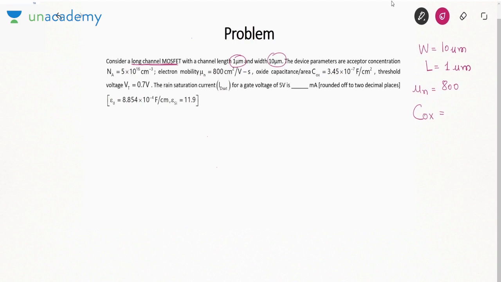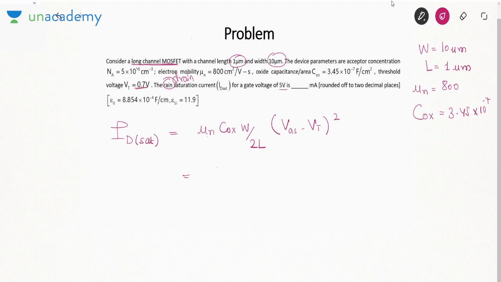The device parameter mobility is given as 800. Oxide capacitance is 3.45 into 10 to the power minus 7. Threshold voltage is given. We need to find the drain saturation current. So the drain saturation current is how much actually? The drain saturation current is mu n Cox W by 2L, VGS minus VT whole square.